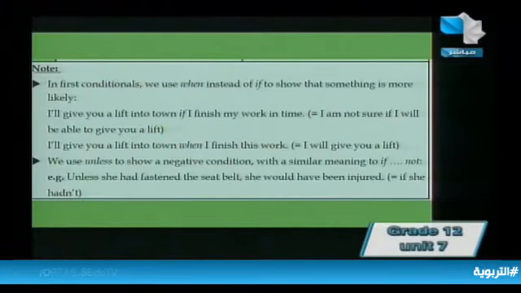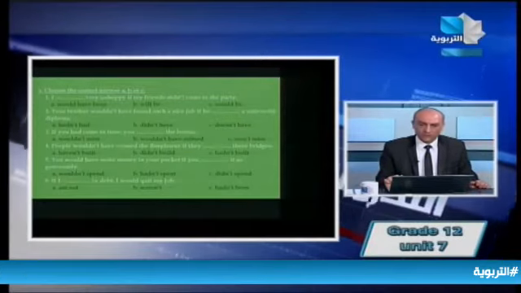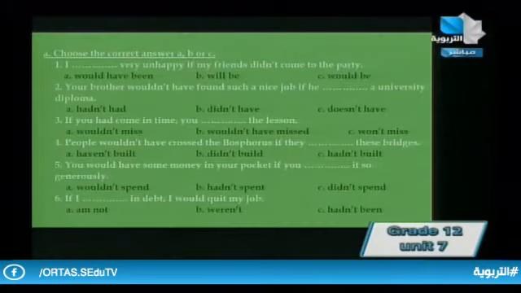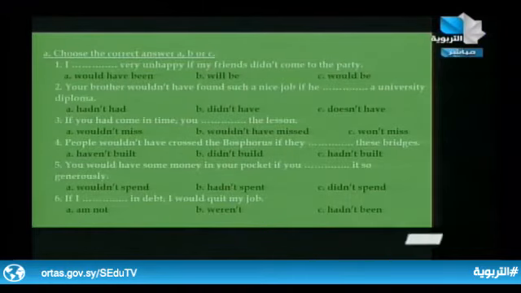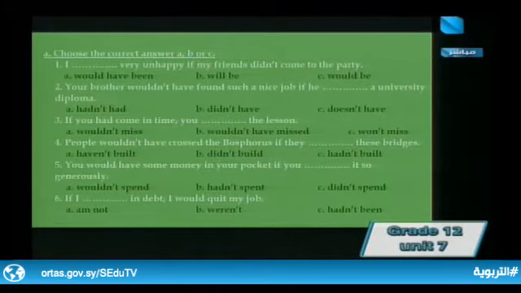Now we have an exercise. It is exercise A. Choose the correct answer, A, B, or C. Here we've got multiple choice concerning the conditional sentences. Number 1: A, would have been; B, will be; C, would be. Let's read the whole sentence first, and then we can read the choices.